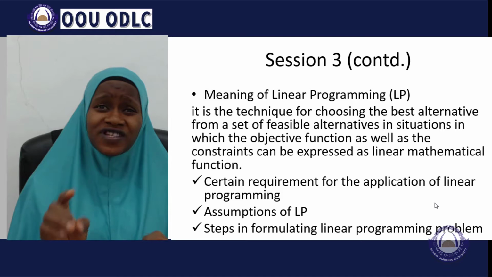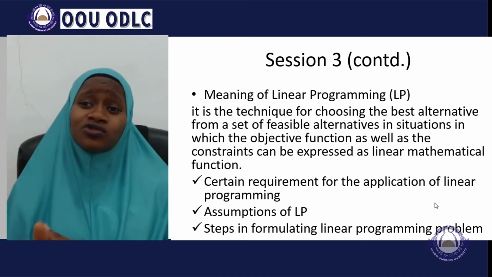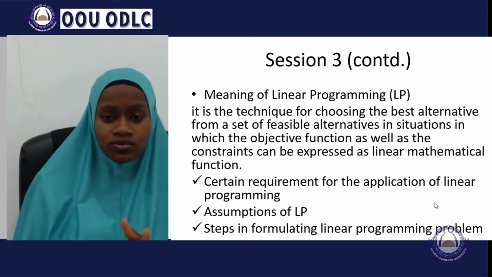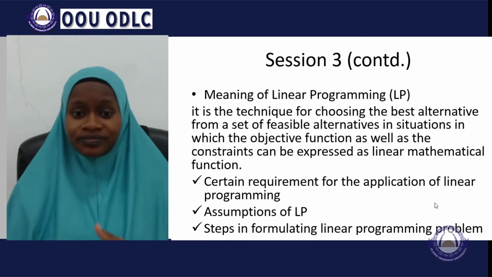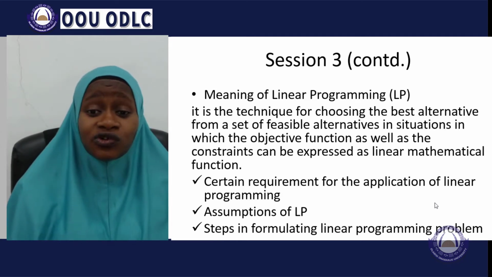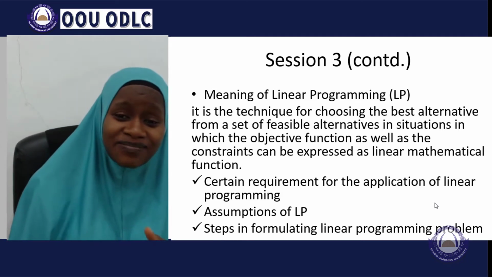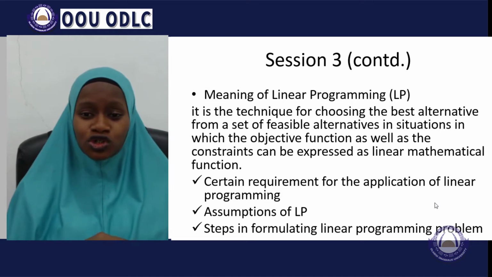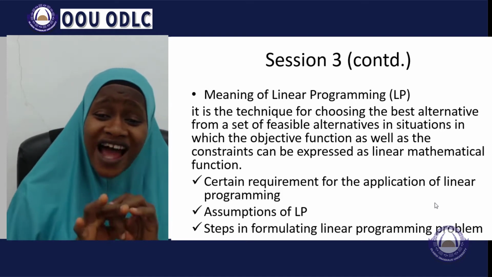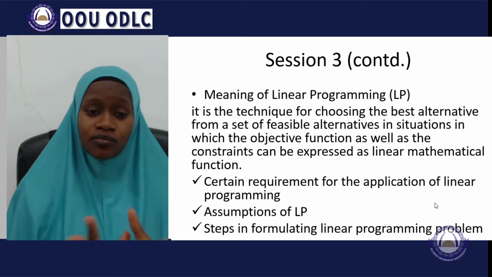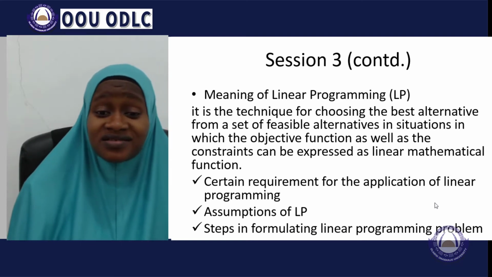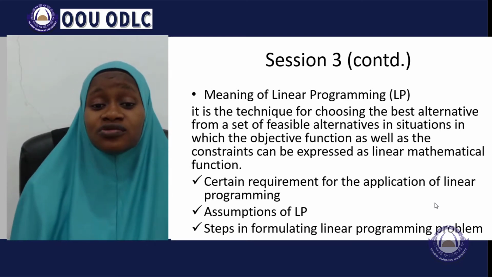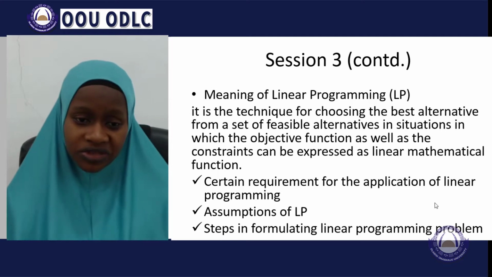What do you mean by feasible? Like I said, a solution to a problem that is possible is feasible. Given that, you can now select the best or the optimal solution that best addresses the identified problem. So that's the simple explanation of the linear programming technique.